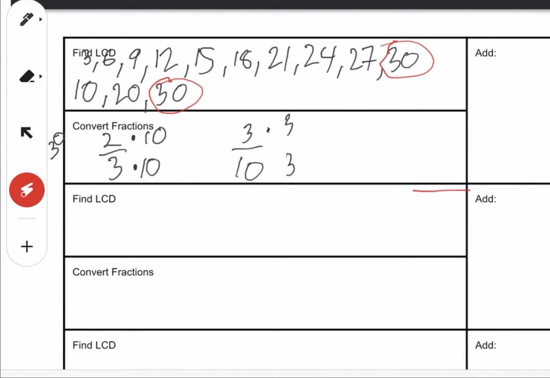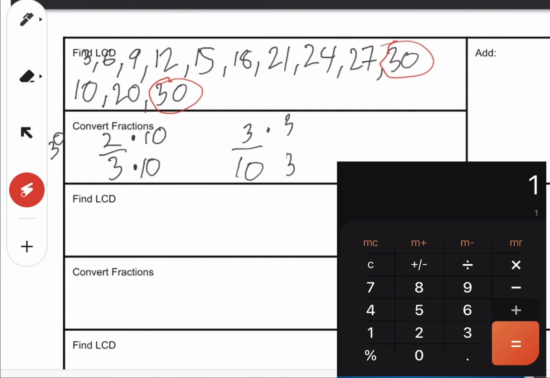Now, if you aren't good at math, you might say, I don't know what to multiply 3 by to get 10. Well, there's a little trick you can do with your calculator.